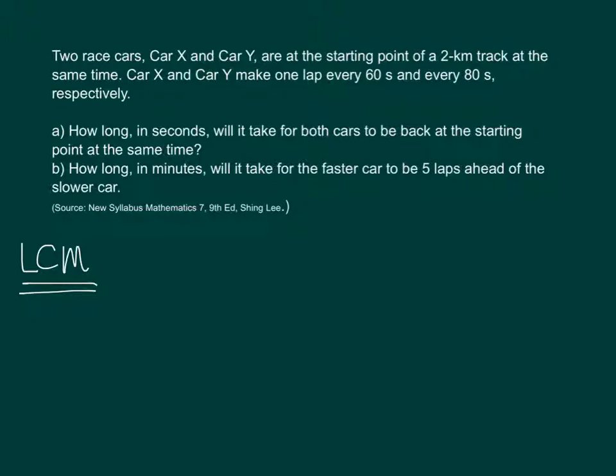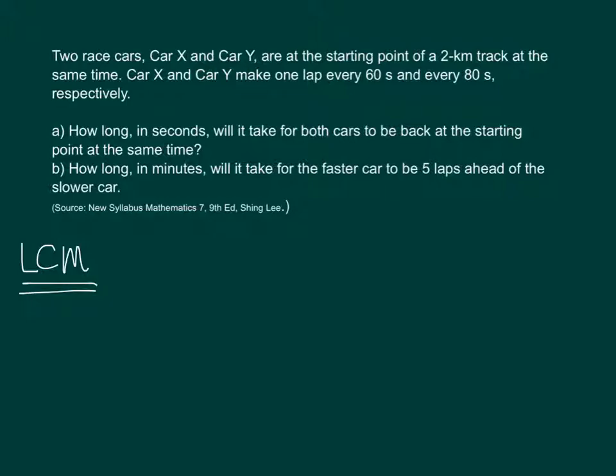And one of the best ways to do that is to really visualize it. And if you need to sketch or draw the information from the statements, that will help you understand the problem. So let's take it one by one. Two race cars. Yes, basically there are two race cars, namely car X and car Y. So they are at the starting point of a 2 kilometer track at the same time.